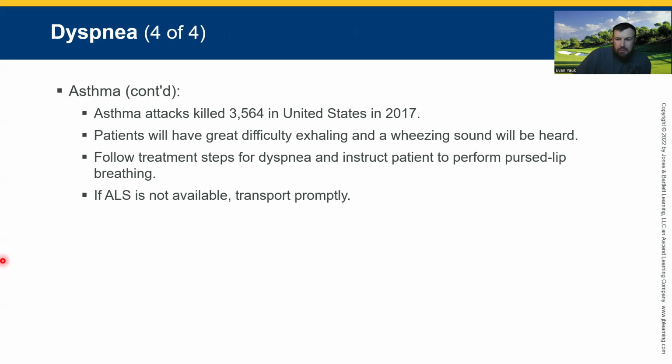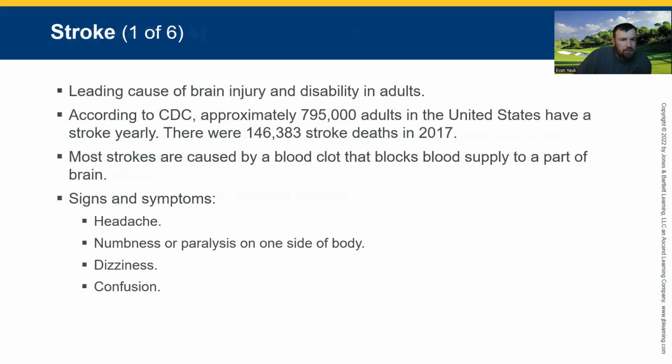I tried to write notes on here to make it a little bit quicker and easier, but stroke is the leading cause of brain injury and disability in adults. According to the CDC, approximately 795,000 adults in the United States have a stroke yearly. There were 1,406,383 stroke deaths in 2017. Most strokes are caused by blood clots.